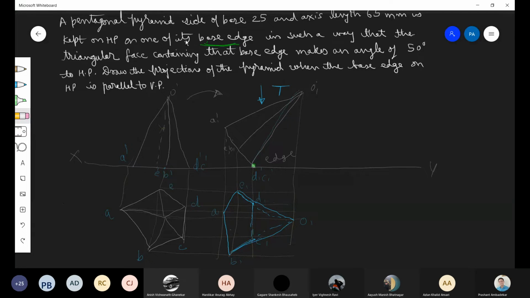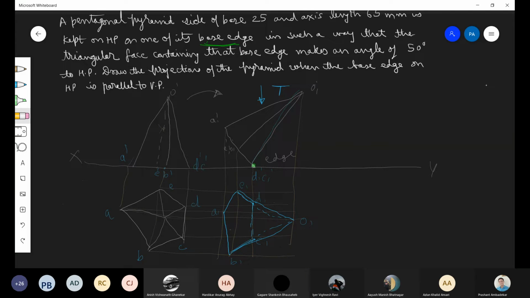Is kept on HP on one of its base edge. Okay, it is resting on base edge on HP. Okay, this is also done. In such a way that the triangular face containing that base edge, what is it? Can anyone tell me? Which is the triangular face containing the base edge? Sir, CD. CDO. Correct. Triangular face containing the base edge.